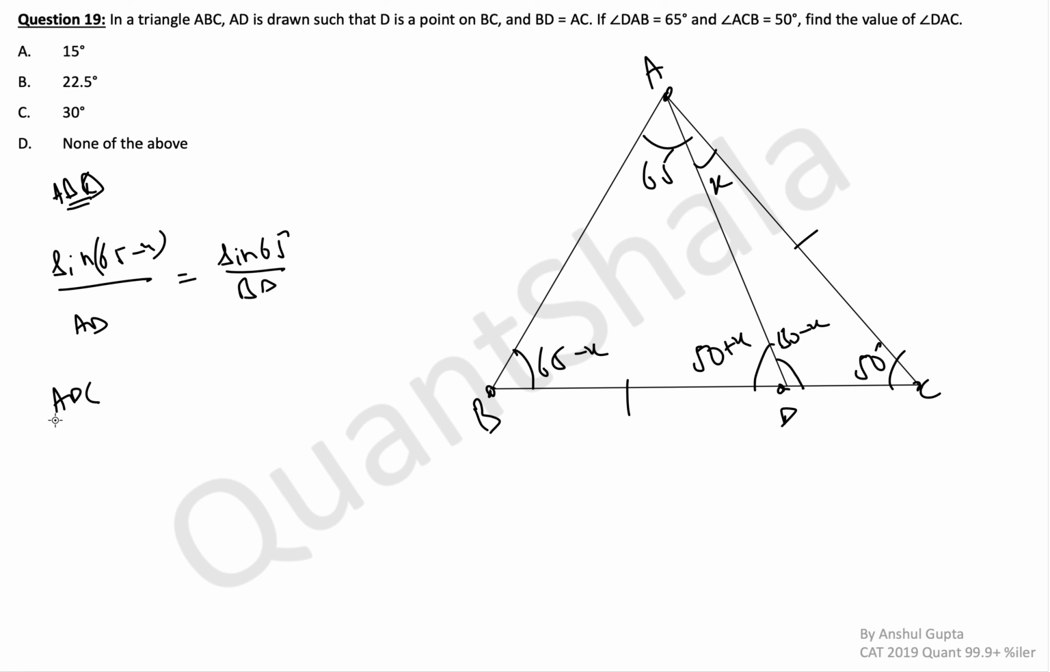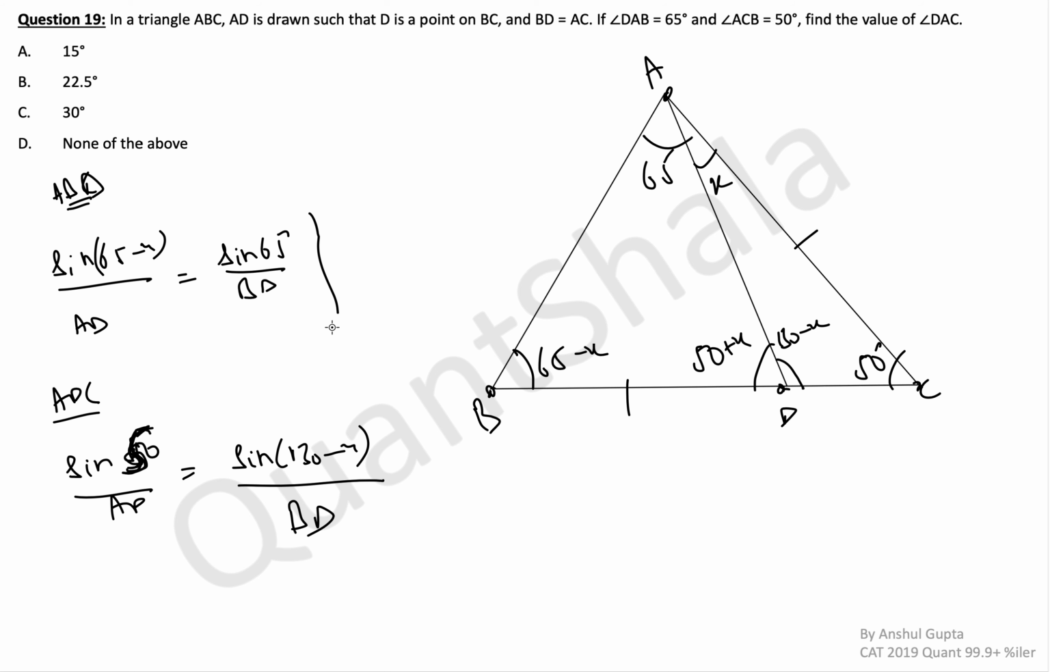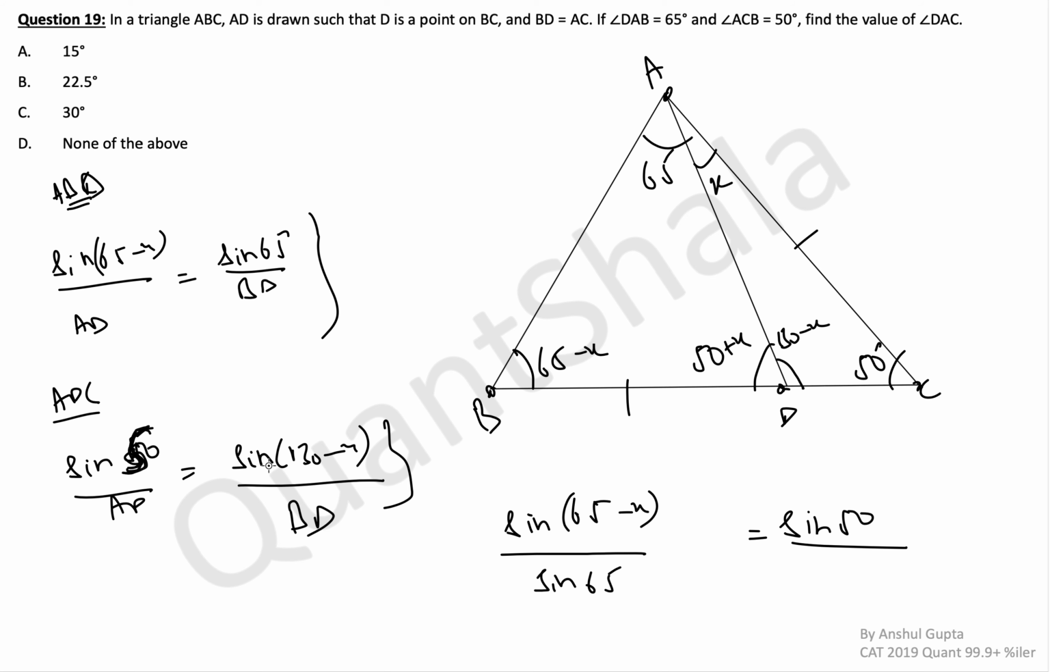In triangle ADC, what do you have? Sine 50 divided by AD is equal to sine(130 minus x) divided by AC, or AC can also be written as BD. Now if you use both these equations and equate the ratio AD by BD, you get sine(65 minus x) divided by sine 65 is equal to sine 50 divided by sine(130 minus x).